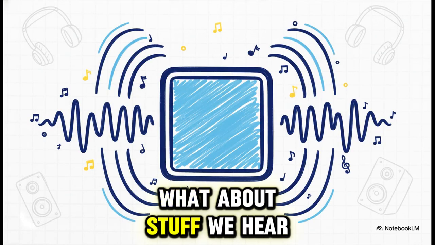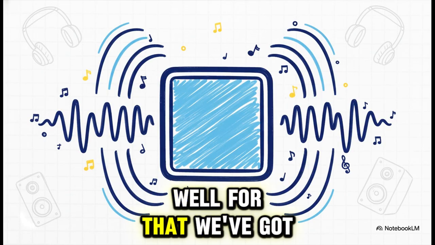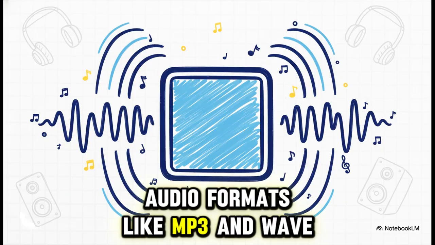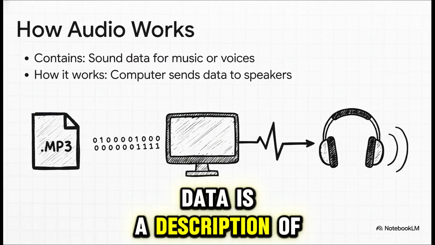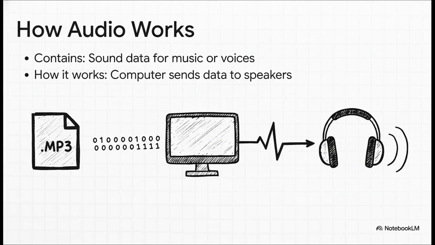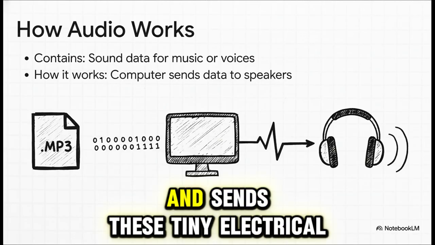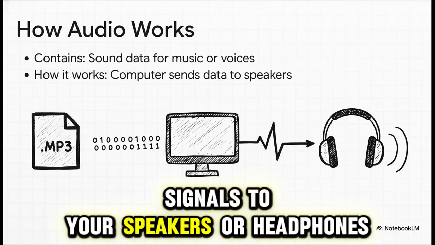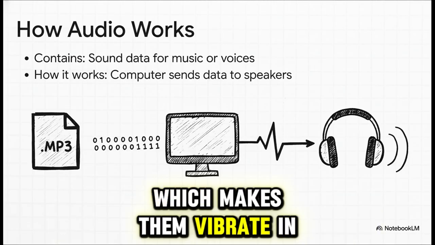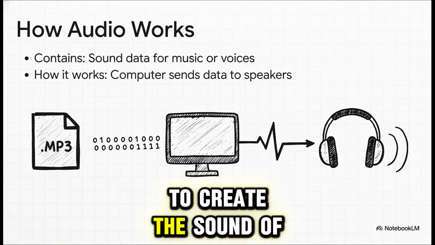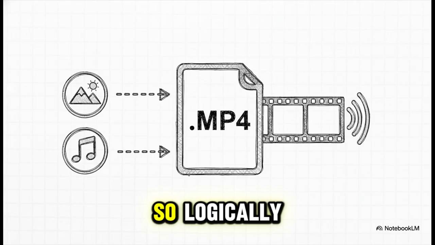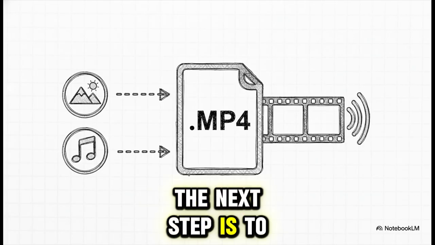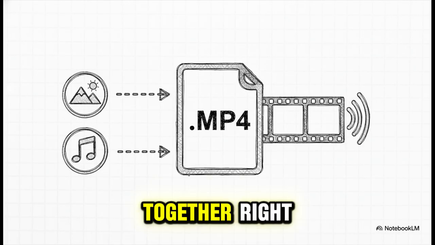But what about stuff we hear? Well, for that, we've got audio formats like MP3 and WAV. In this case, the digital data is a description of sound waves. The computer reads all that data and sends these tiny electrical signals to your speakers or headphones, which makes them vibrate in just the right way to create the sound of a voice or a guitar or whatever you're listening to.